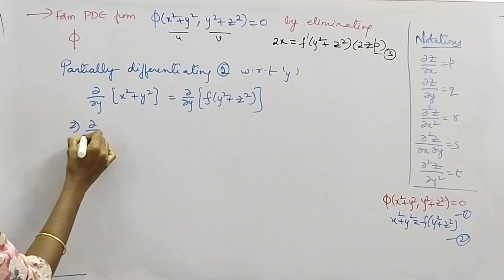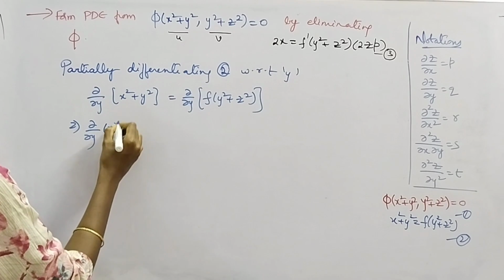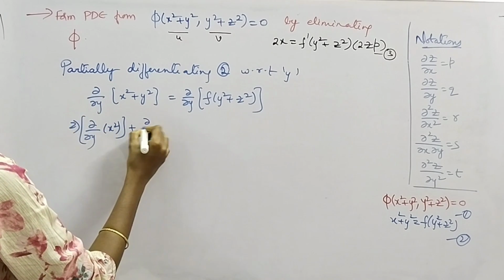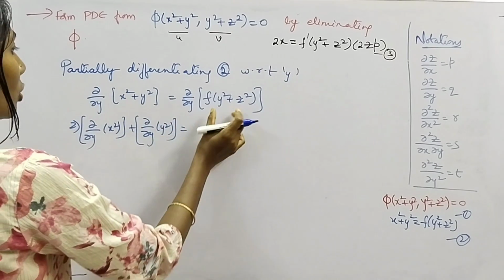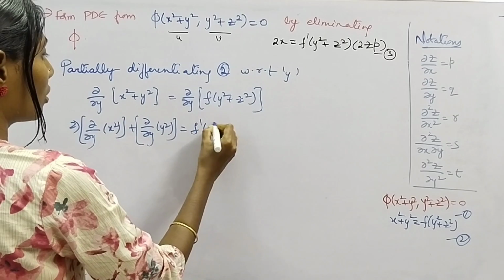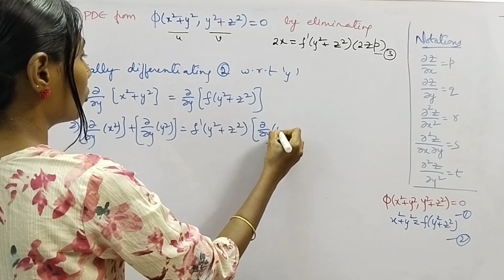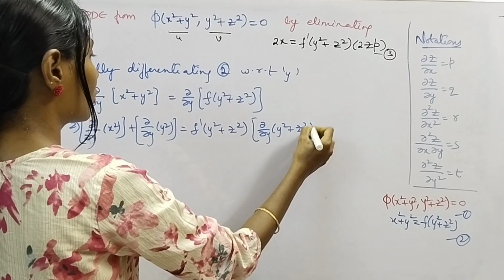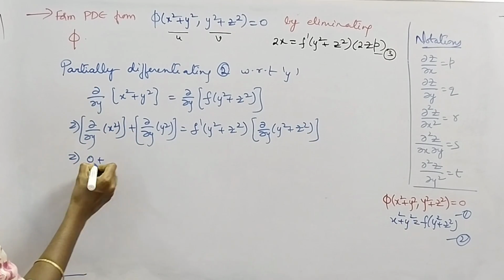This gives us, since we are partially differentiating with respect to y, so we'll treat x as constant. Partial derivative of first term plus partial derivative of second term equal to partial derivative of f of y square plus z square with respect to y is f dash of y square plus z square into inner derivative, that is dou y of y square plus z square. This gives us partial derivative of a constant with respect to y is 0 here itself.